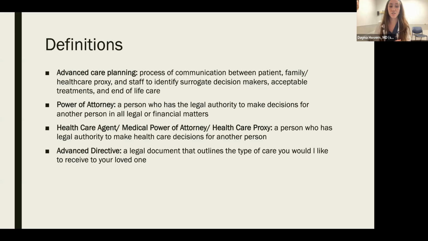And then an advance directive. So an advance directive is a legal document that outlines the specific types of treatments and care you would like to receive. And this is something that you would give to your medical providers. It's something that you would give to your medical power of attorney, so that, God forbid, if the worst happens, we would know exactly what kind of care you would like to receive.